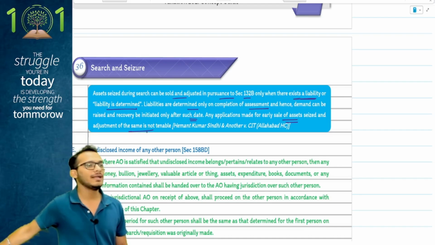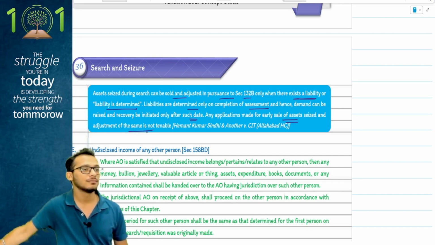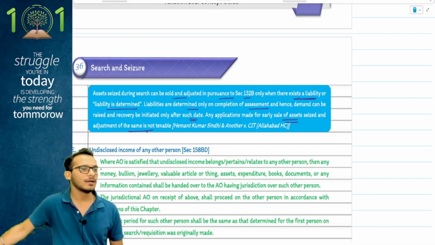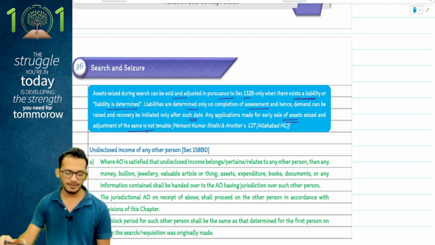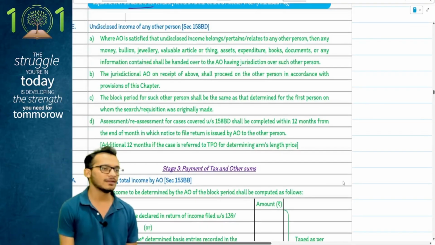And give it to you only after assessment is closed. And I have utilized the amount. Agreed. Yes. Last final thing, people. I am talking about undisclosed income of any other person.